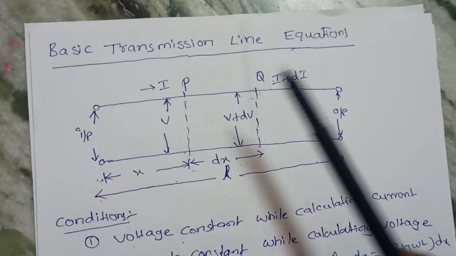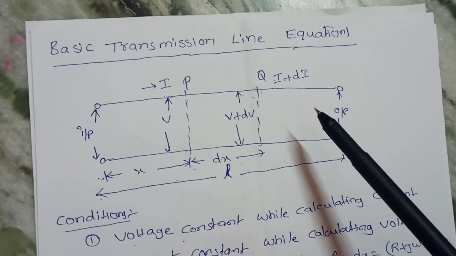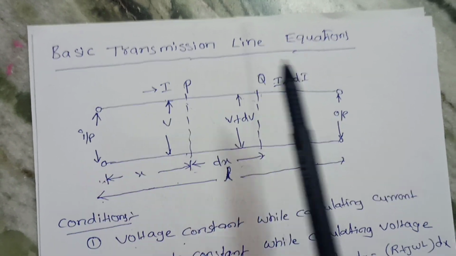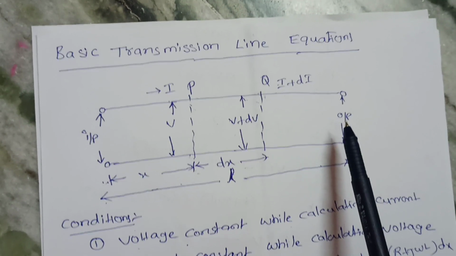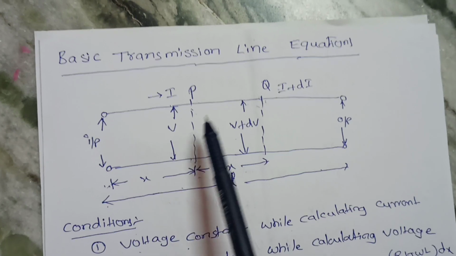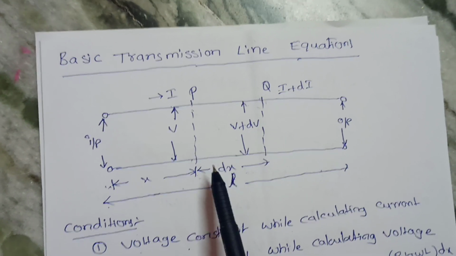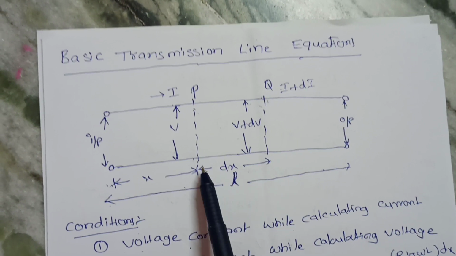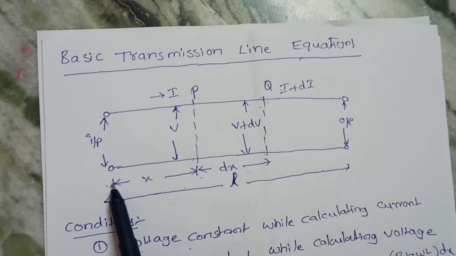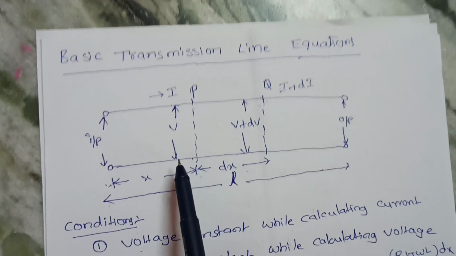Here this is the transmission line, one conductor and another conductor. Here this is the input port and here this is the output port. P point and Q point. In between these two, the distance is a small distance dx. X is the distance from the input to the point P.